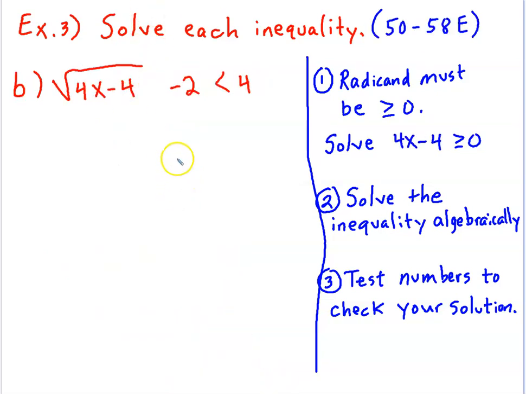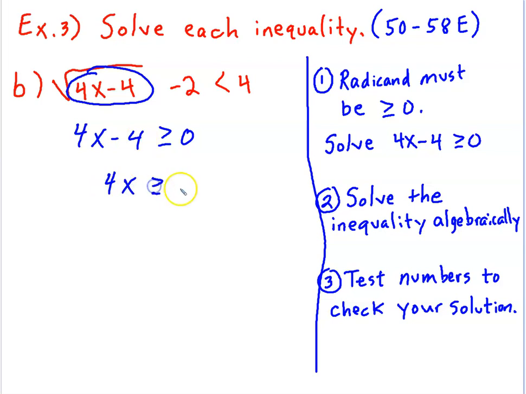Okay, so let's try another one. Once again, your starting point for these inequalities will be to take the radicand, in this case 4x minus 4, and make it be greater than or equal to 0, and find out what the numbers have to be in order to keep them real. So my overall solution has to be numbers that are greater than or equal to 1. All right, so let's keep that in mind.